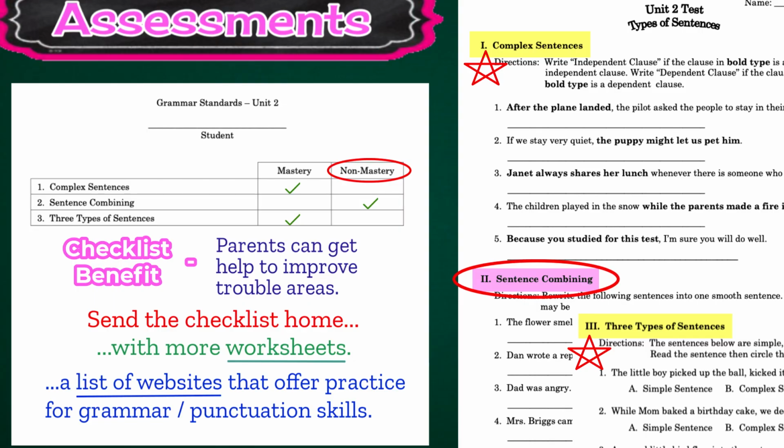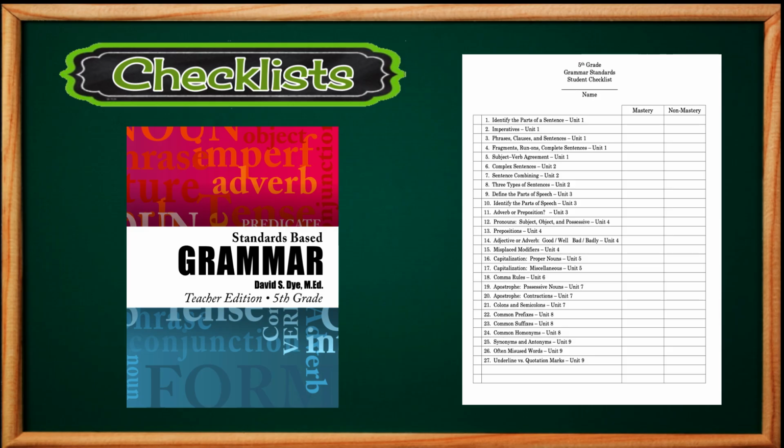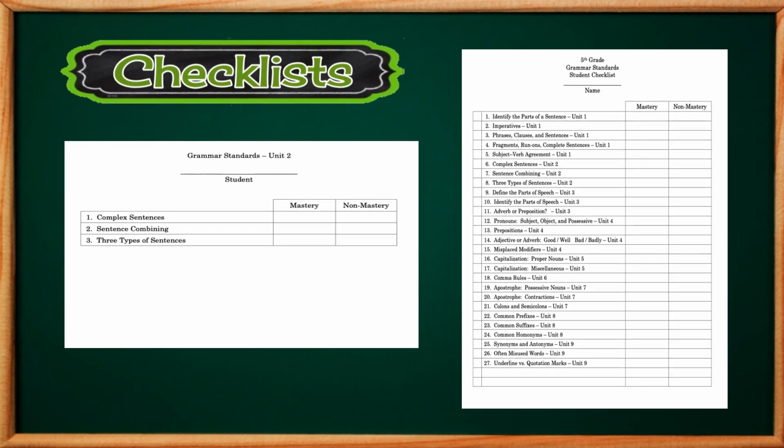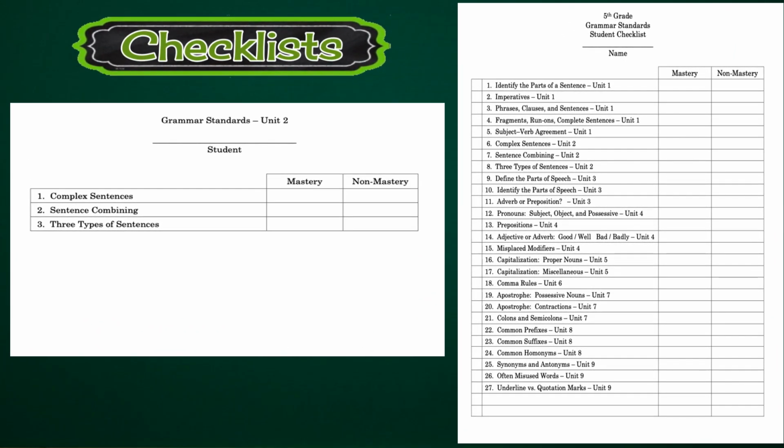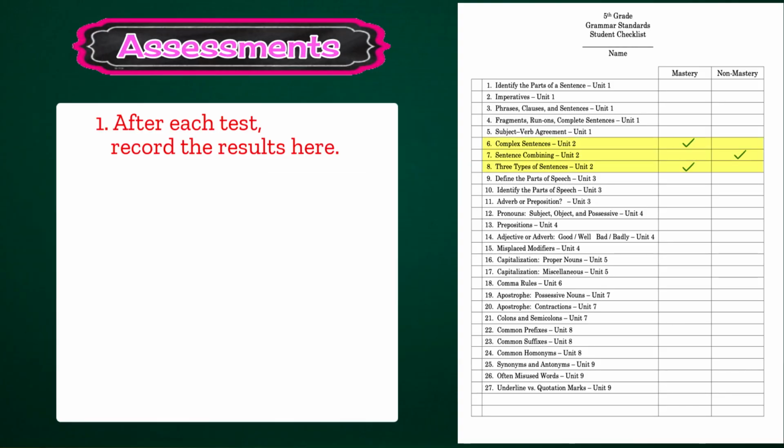However, before you send the test and checklist home, let's look at another way you can use this parent checklist to help get more help for the students. Now, this here is the student checklist. I keep a copy of this checklist for each student in a file near my desk. And after each test, I'll record the students' results on this checklist. So on this checklist, you can record the students' results here. Then after the test, you can continue to record the results of each test here on the student checklist.